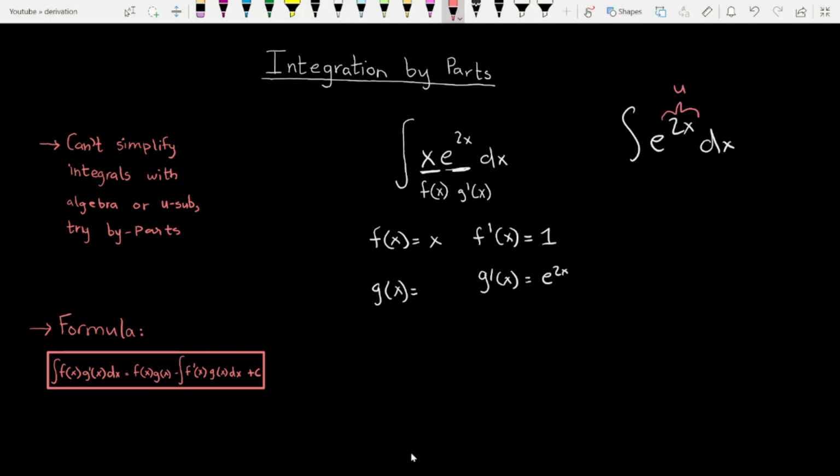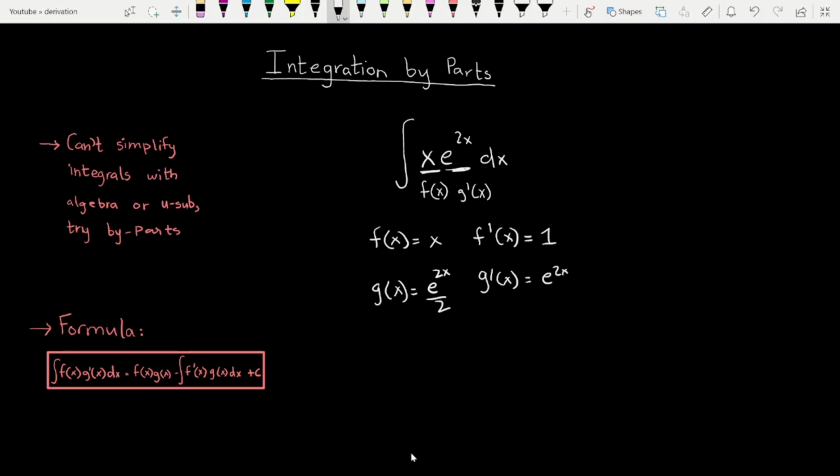I can make this my u, and is the differentiation of u present outside? Well, the differentiation of u is going to be 2, because 2x is going to differentiate to 2. 2 is a number, it doesn't matter if it's present outside or not. So you can integrate this, and this thing is basically going to become e to the power 2x divided by 2, right? I'm not going to do that for you. And then you can go ahead and write that over there.